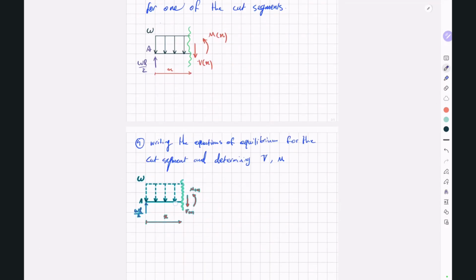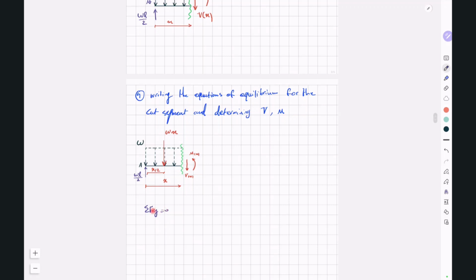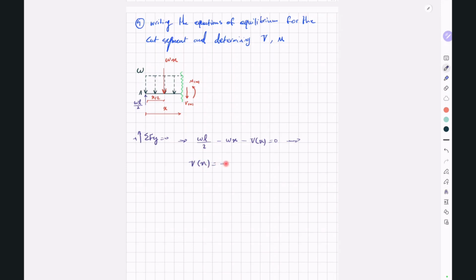All right, so this is our cut segment. And again, we can substitute this distributed load with a single resultant point load, which is applied at the centroid of our distributed load. So the magnitude of our resultant force will be W multiplied by X, and it will be applied in the middle of our length X. So we're going to have a force like this, WX, and this distance is going to be X divided by 2. And now sigma Fy equal to 0. So WL divided by 2 minus WX minus Vx is equal to 0. So Vx will be equal to negative Wx plus WL divided by 2.